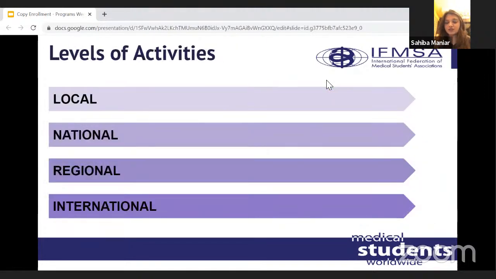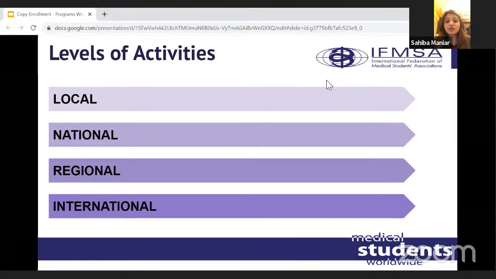So, levels of activities. In IFMSA, we have activities conducted at multiple levels every single day. It starts with a local level. And personally, I feel these are the most impactful kind of activities, because we're going to our general population, to our local public, and we're trying to bring a change in the local population. So local activities are conducted by local officers at a local level, at any one local council.